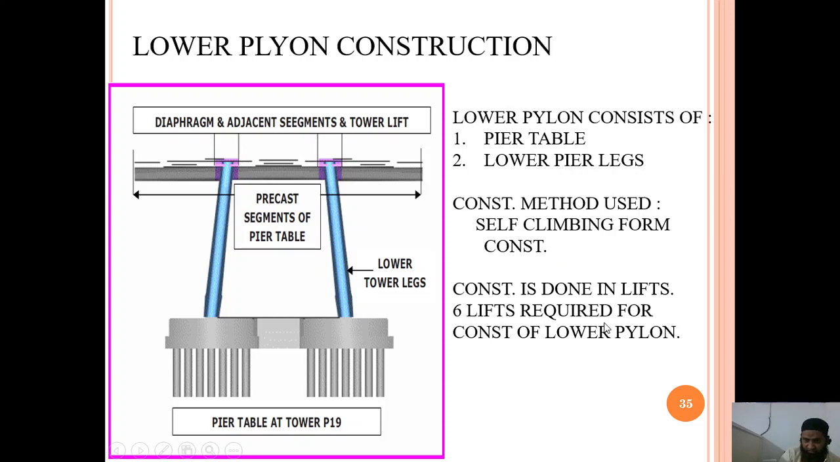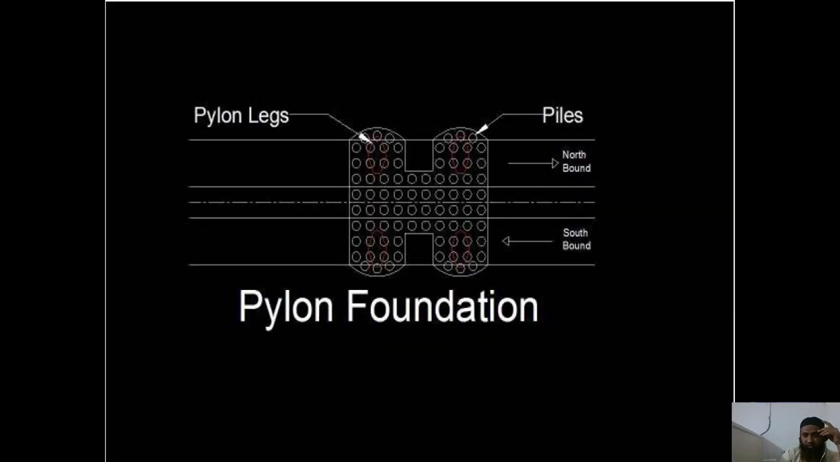You can see 6 lifts required for construction of lower pylon. So 6 lifts are required here for the pylon to be constructed. It is done in stages. Lower segment is first casted, and then the upper segment is erected. You can see the pylon legs. These are the piles. You can see the number of piles which have been casted here. Over this, the pylons are then erected.